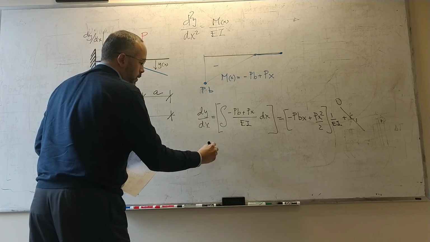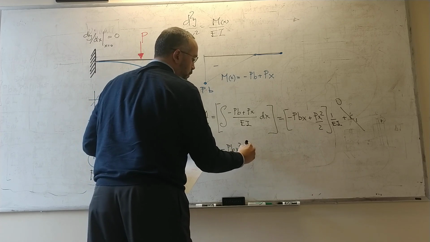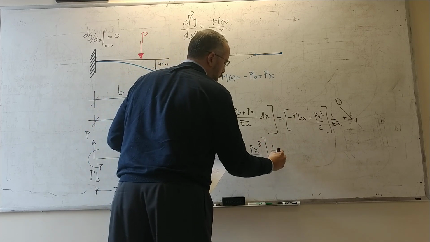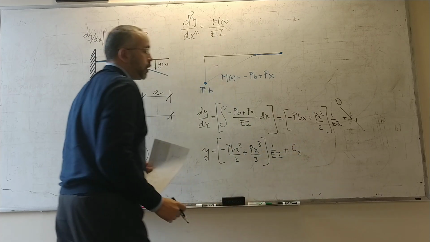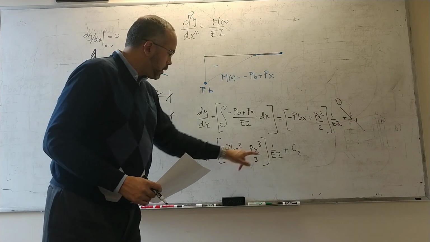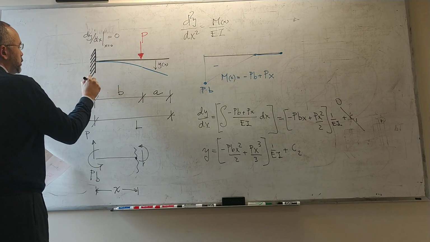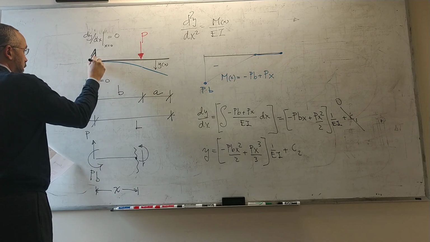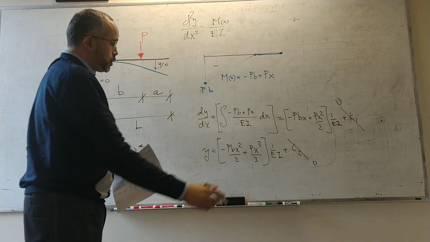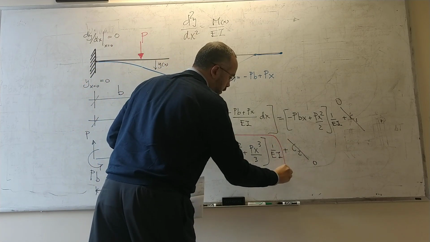We integrate this equation again, we get minus Pbx squared over 2 plus Px cubed divided by 3, over EI, plus another constant. Similarly, evaluating this at x equals 0, we get y at x equals 0 is c2. And we know from the boundary condition that y at x equals 0 is 0. So c2 is also 0. So this right here becomes the equation for the deflected shape.